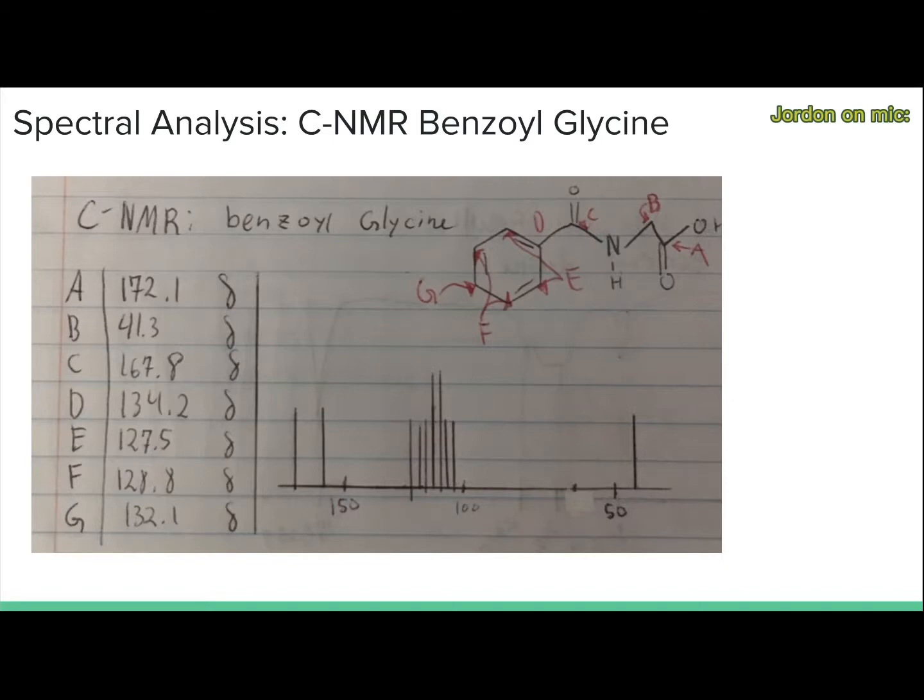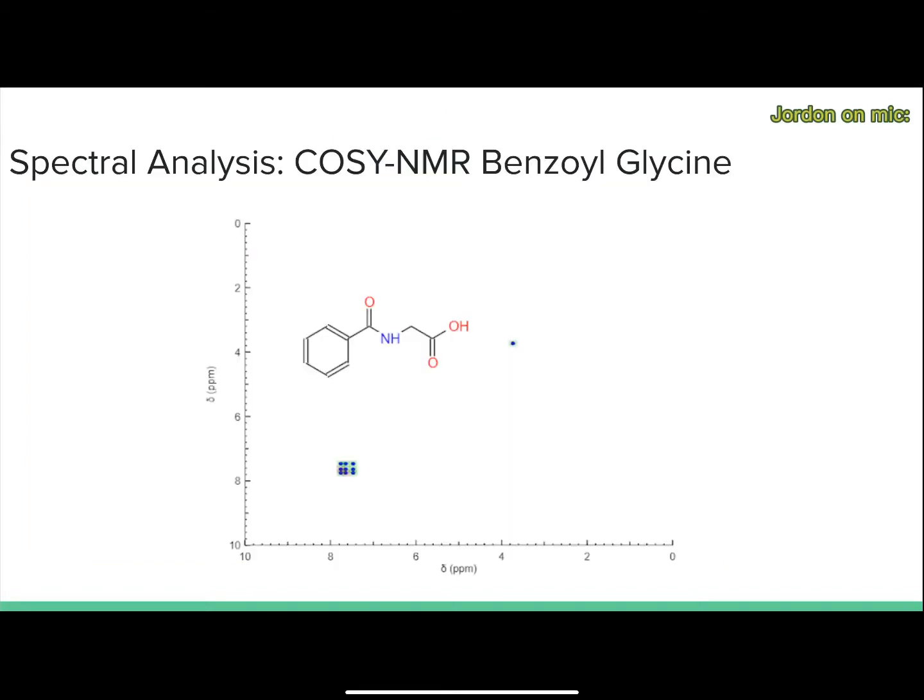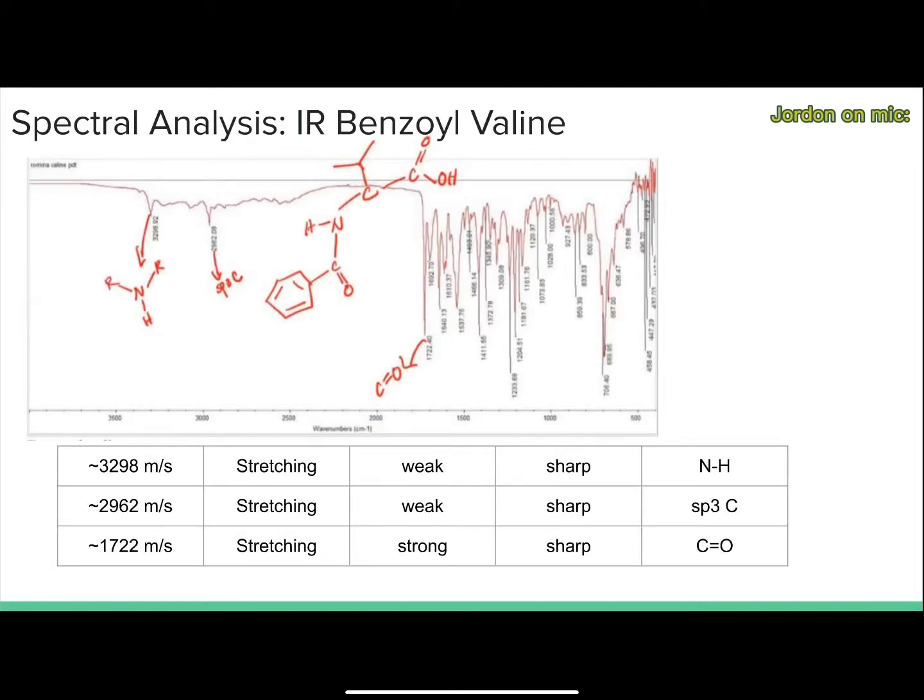132 ppm. In the COSY NMR for benzoyl glycine, we have two major peaks. For the alcohol, just before 4 ppm, and the group just before 8 for the benzene. For the IR of benzoyl valine, we have three major peaks.